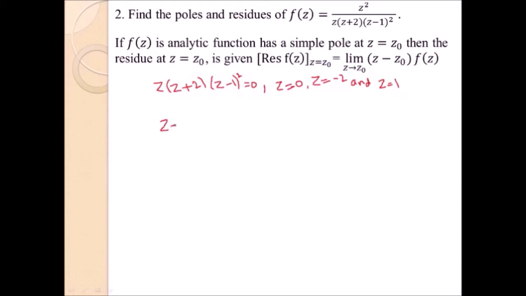Here z = 0 and z = -2 are simple poles. The power is 1, simple poles. And z = 1 is a pole of order 2. We have a square there. Now we need to find the residue at the 3 poles.